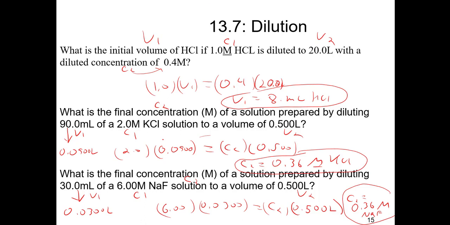So here are other problems just like it. I labeled what each component is. I put them into the dilution formula, and then I solve for my unknown. In this case, it's 8 mL of HCl. And it's 8 because there's only 1 sig fig.